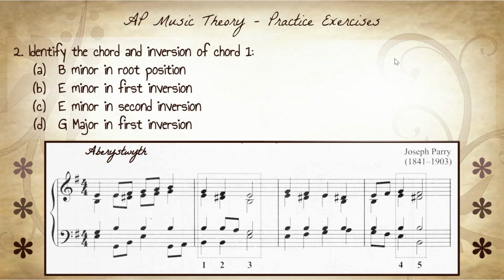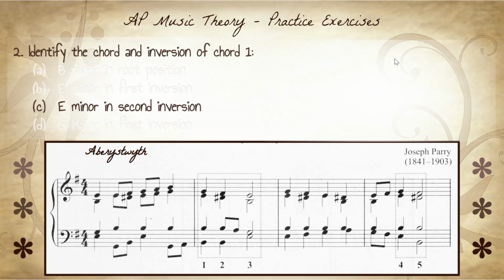Question 2. Identify the chord and the inversion of chord 1. Is it A, B minor in root position, B, E minor in first inversion, C, E minor in second inversion, or D, G major in first inversion? The correct answer is C. Chord 1 is E minor in second inversion. The chord is E, G, B with a B in the bass.